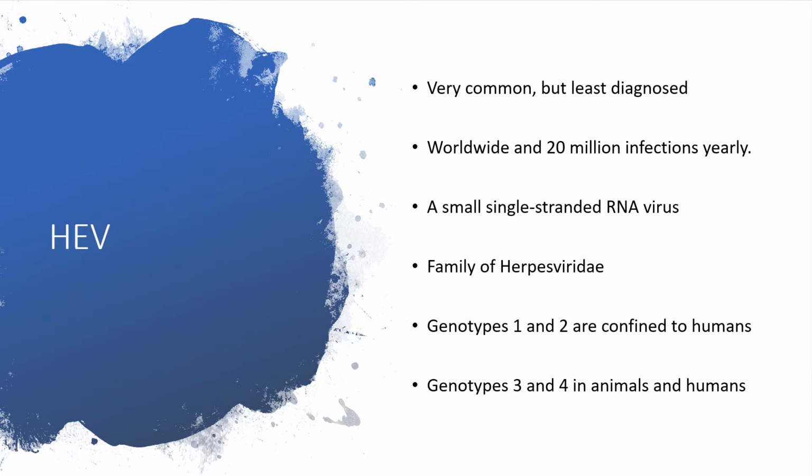Hepatitis E virus is a small single-stranded RNA virus. It belongs to the family of Herpesviridae. There are genotypes 1 and 2 of hepatitis E virus that are confined to humans. Also, we have genotypes 3 and 4 that are found in animals and humans. So we can just summarize that genotypes 1, 2, 3, and 4 will be found in humans, while only 3 and 4 are found in animals.